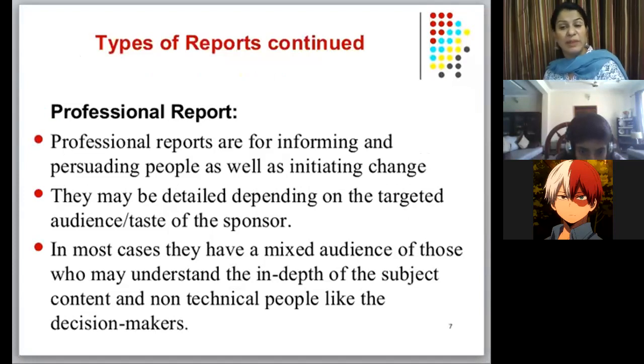They may be detailed depending on the targeted audience and the taste of the sponsor. In most cases, they have a mixed audience of those who may understand the depth of the subject content and non-technical people like the decision makers. These are basically used at offices, at the government level or at the business level, where surveys are taken from people, and the people who are involved are going to tell the hierarchy what the norms are, what the likes are and what the dislikes are.